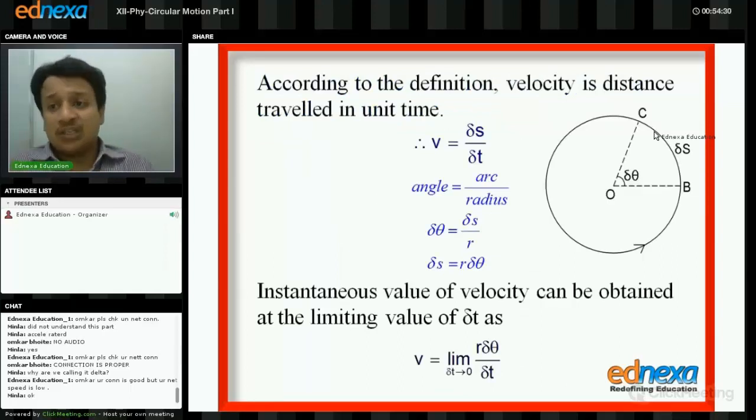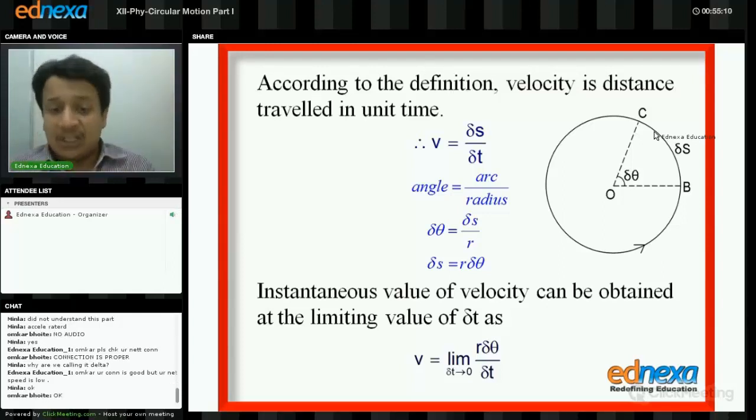Now, according to the definition, velocity is distance traveled per unit time. Is it right? So, velocity is equal to distance upon time, delta S upon delta t. But we know angle is equal to arc upon radius. Over here, the angle is delta theta, the arc is delta S. So, delta theta is equal to delta S upon r. So, can we write delta S equal to r delta theta? Can I put this r delta theta in the formula of V? What is the formula for V? The formula for V is delta S upon delta t, no? So, in place of delta S, I will put r delta theta.